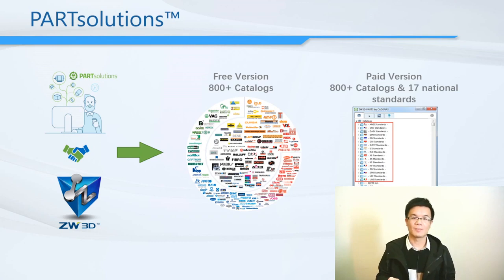Now, I will talk about the part solution. You already know our standard part library from just now. If you think it's not enough, you can use our third-party library, the part solutions. Okay, we have 2 versions of the part solution, the free one and the paid one. In the paid one, we have an additional 17 national standards. Okay, let's see.